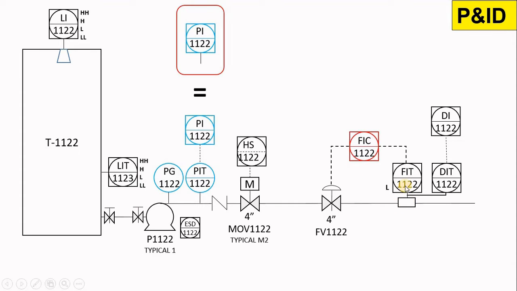From the flow transmitter, I have two signals, 4-20 milliamps, because both are dotted lines. Now from the FIC, I have a 4-20 milliamps analog output. But what about the pump? What about the valve, the MOV, the motor operated valve?